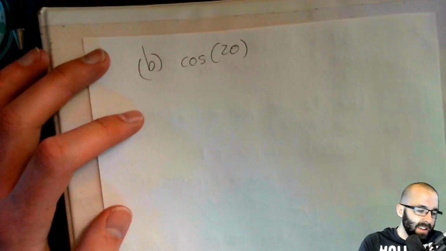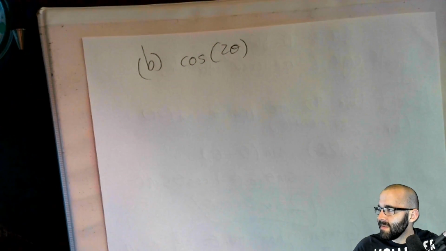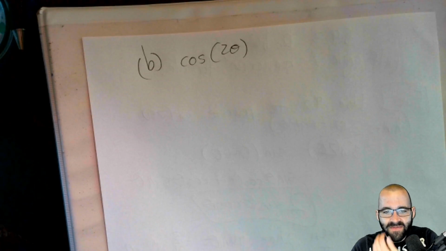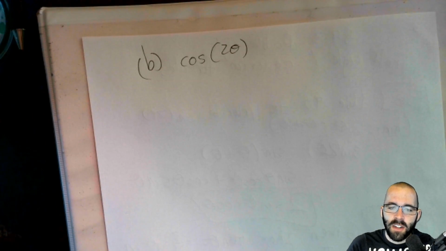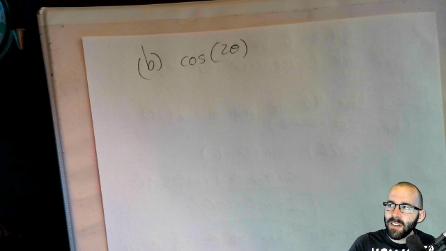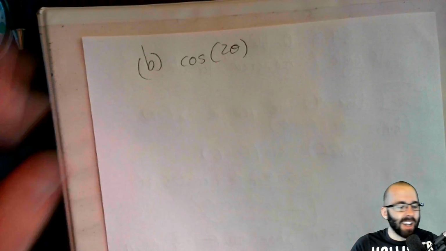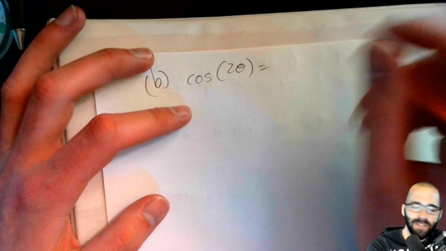So, anybody have a preference on which one we want to use? We can use cosine squared minus sine squared. We can use 2 cosine squared minus 1. We can use 1 minus 2 sine squared. Okay, good choice. We're going to use the second one.